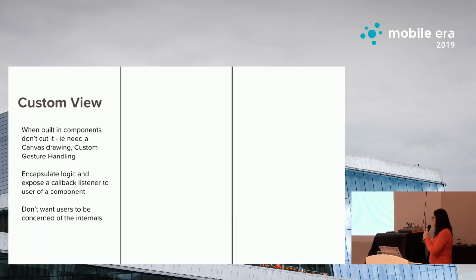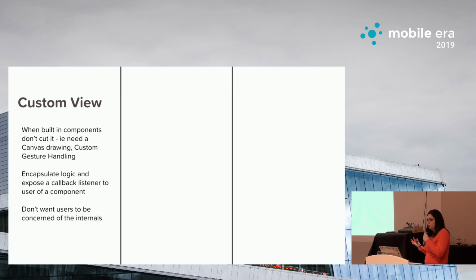So when do I choose to use a custom view? I choose to use a custom view when the built-in components just don't cut it. So I need to do custom canvas drawing or custom gesture handling. And this is obviously a no, you've got no real other choice when you're doing this kind of thing. If you see something that's not part of the Android framework, you have to go this route of getting access to a canvas and drawing that on screen.